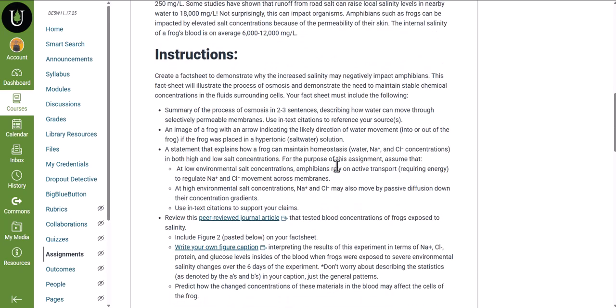You're going to write a statement that explains how the frog could maintain homeostasis in both a high and a low salt concentration. So if I were to put it into a highly salty environment, what would happen inside that frog's body to keep it alive? And the same thing if I were to put it in, say, distilled water with no concentration of solutes. How would that frog manage to stay alive in that situation?